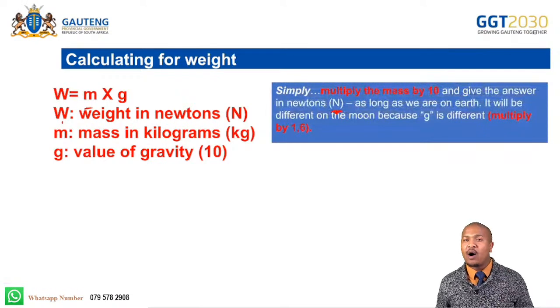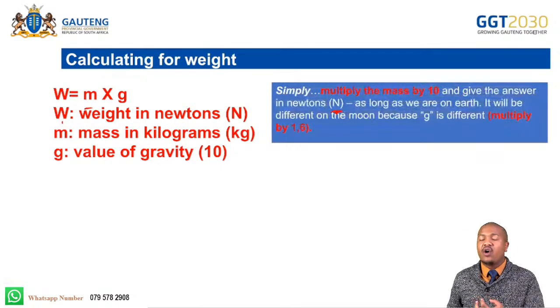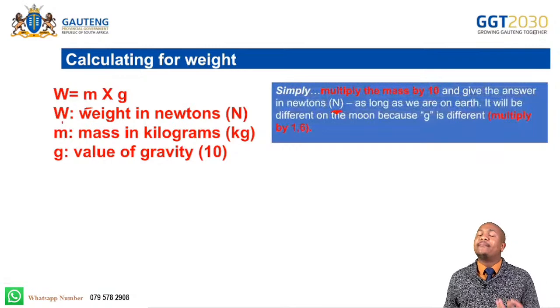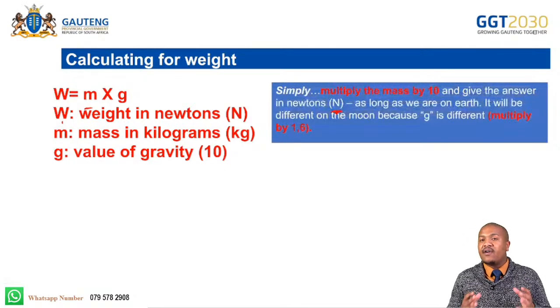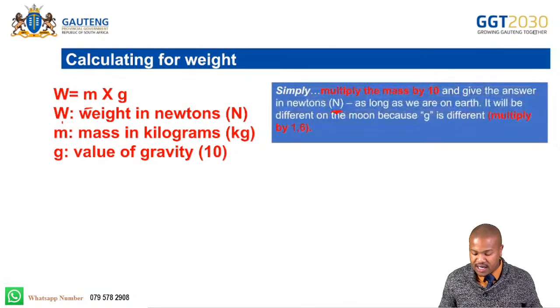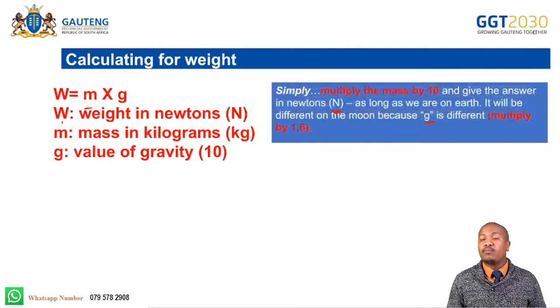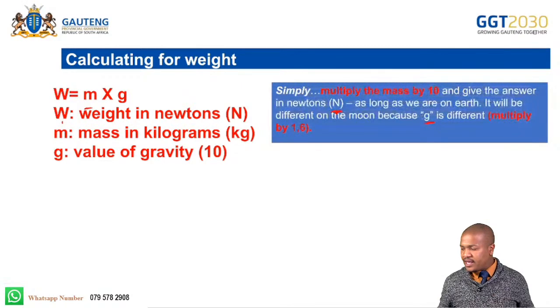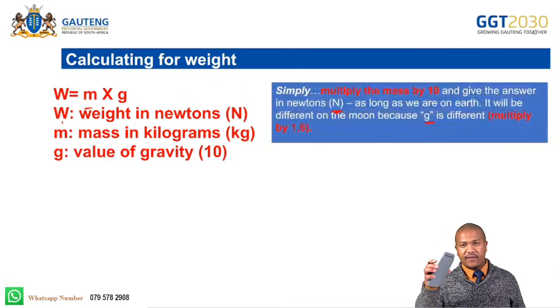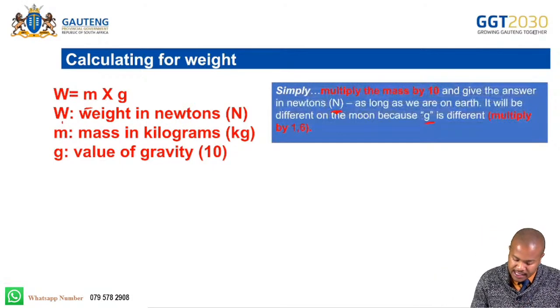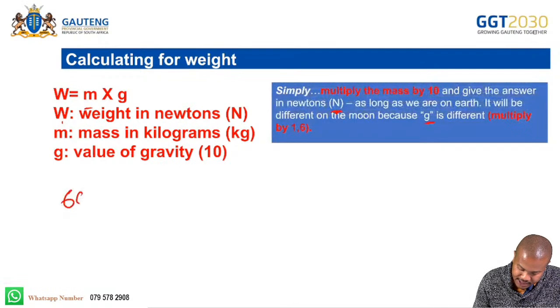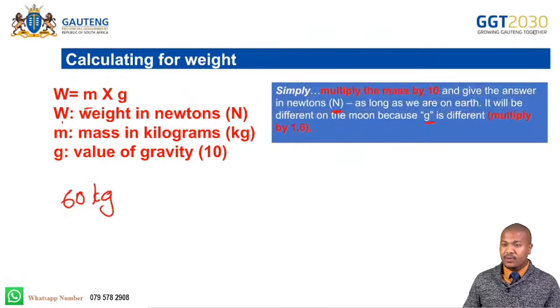But if we're talking about an object that is on the moon, we're going to take the mass of the same object, but multiply it by what? 1.6, and it will give us our answer in newtons, right? 1.6 because the gravitational pull on the moon is 1.6. So let's make a rough example, right? We have a calculator here. Let's say a particular person has a mass of 60 kilograms, right?